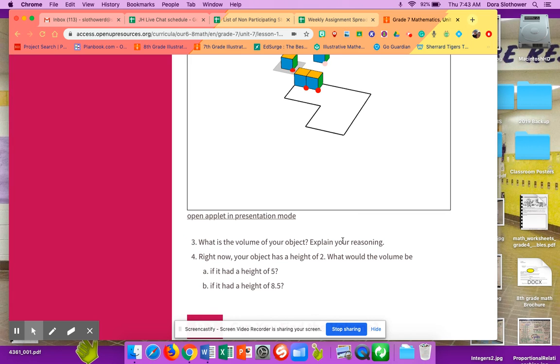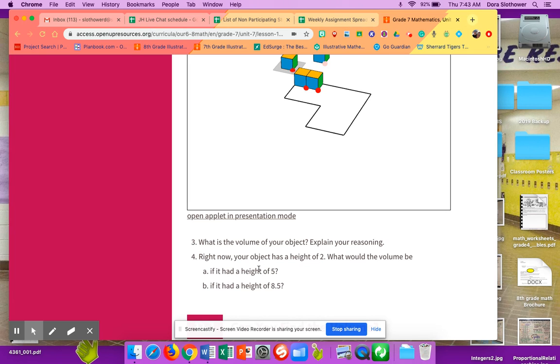What would the volume of this be? So we knew that the bottom, the base, was 27. So we take the area of the base, which is 27, times the height. And since we built it 2 up, 27 times 2 would be 54. So number 3 would be 54, because 27 times 2 is 54. Right now, your object has a height of 2.